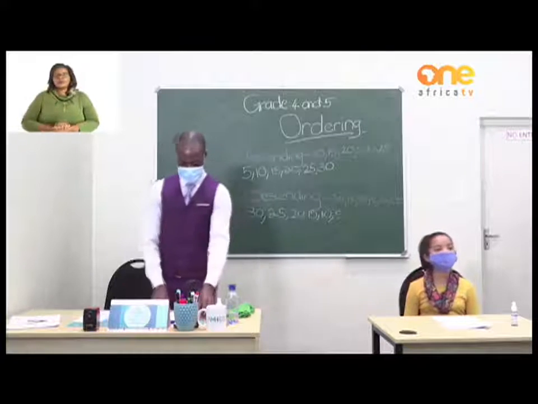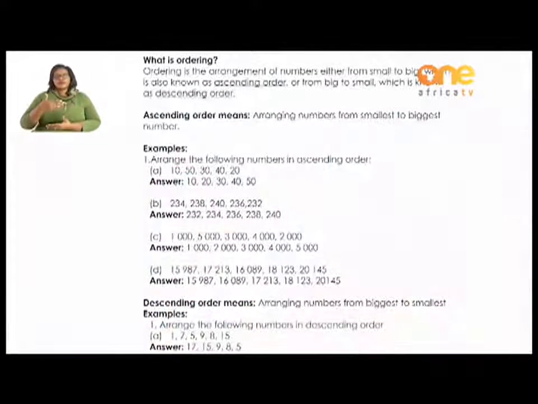Let us go to page 13. On page 13, we are supposed to arrange numbers in ascending order. The first example has 10, 50, 30, 40, and 20. If you look at that example, you will see that the smallest number there is 10. Then from 10, we go to 20. From 20, 30. The following, 40. Then finally, we go to 50.